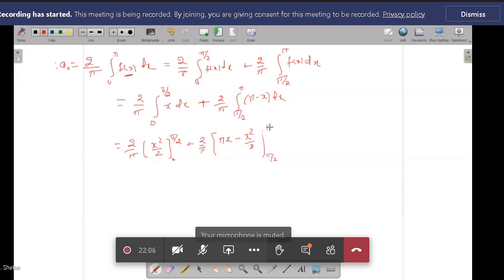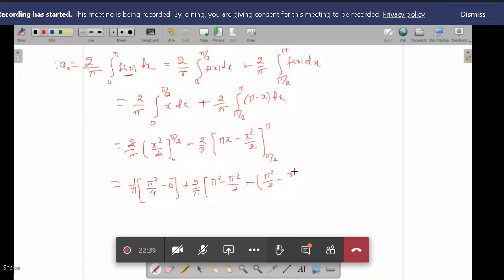So now substitute the limit and simplify. We get 2 to cancel, so it is 1 by pi. When you put an upper limit, this is pi square by 4, lower limit gives 0, plus 2 divided by pi. When you put an upper limit, pi square minus pi square by 2, minus lower limit gives pi into pi, pi square by 2 minus pi square by 4, divided by 2, so it will be pi square by 8.